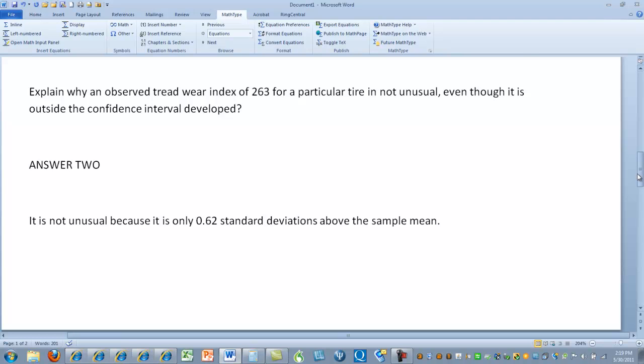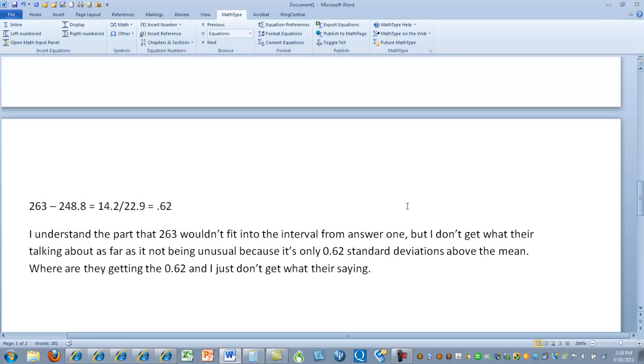How did they get 0.62? Well, it's very easy. The value was 263. The mean was 248.8. They'd subtract that to get 14.2, then divide by the sample standard deviation of 22.9, and you get 0.62.